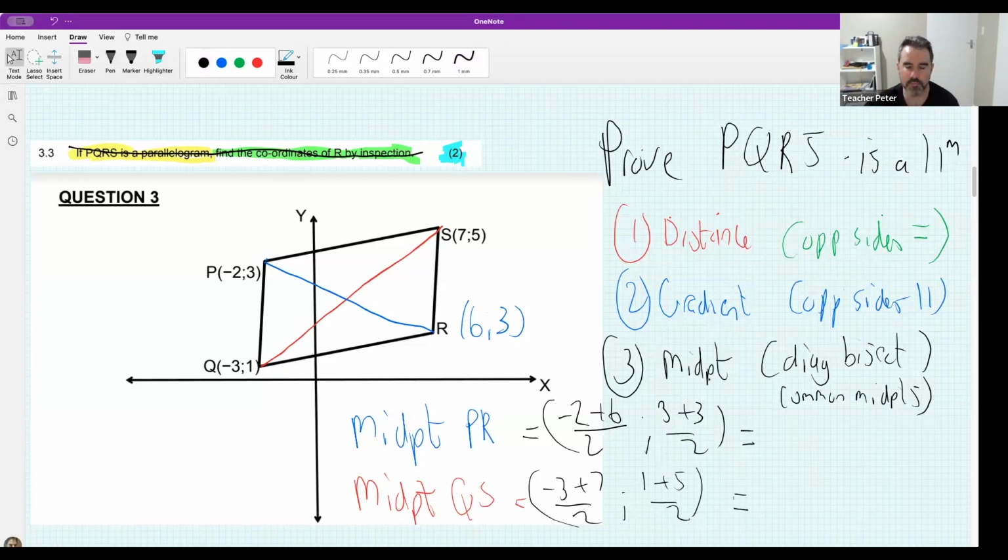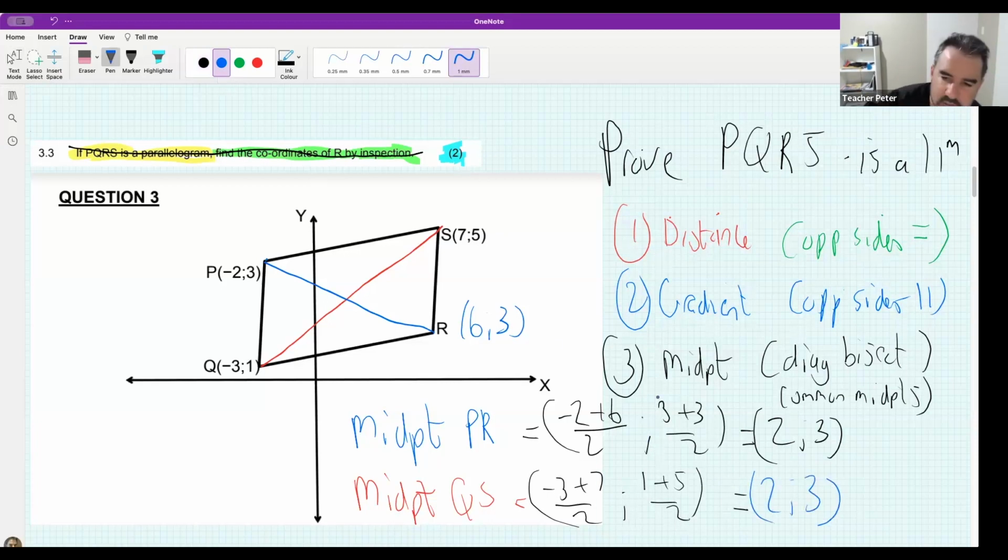What do you get for your midpoints? Minus 2 plus 6 is 4. 4 over 2, so that's 2. And that is 3. So I get 2, 3 for that one. And CM Tanda agrees. Minus 3 plus 7 is 4. 4 over 2 is 2. 1 plus 5. Oh, that's good news.